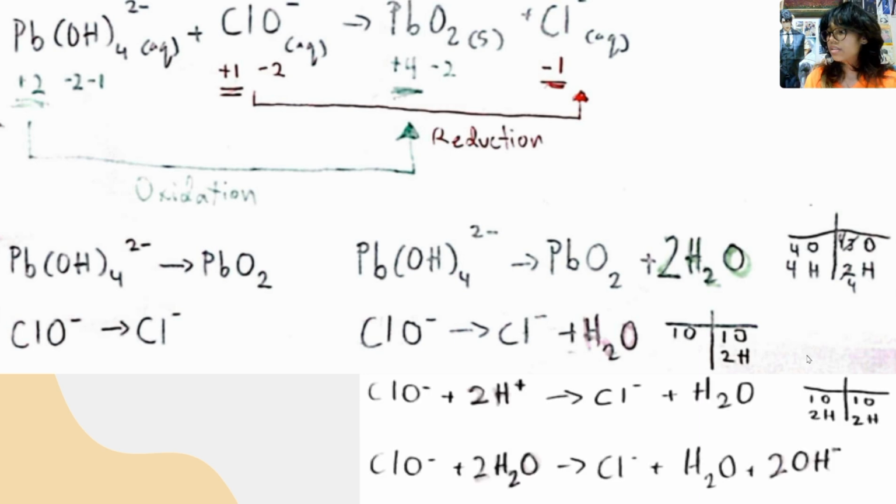Our next step is, because this is in a basic condition, and we have just a lone H plus here, we can't have that. So now we have to add OH minus to whatever H pluses we have. And we also need to balance that on both sides. So as you can see here, we added 2 OH minus to this side, making it 2 waters. And over here, we also have 2 OH minus because we added 2 OH minus on the reactant side, so we have to add it to the product side as well, just to balance it out.